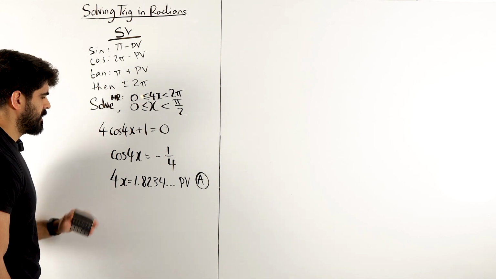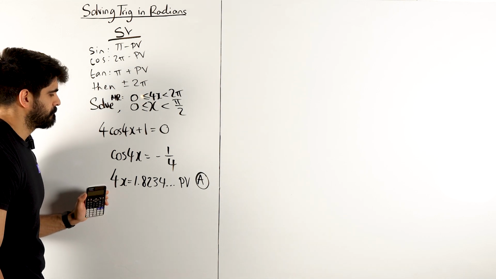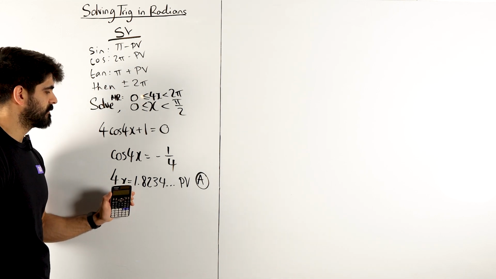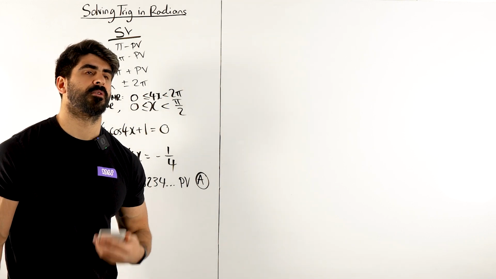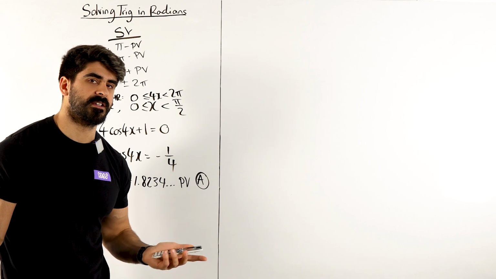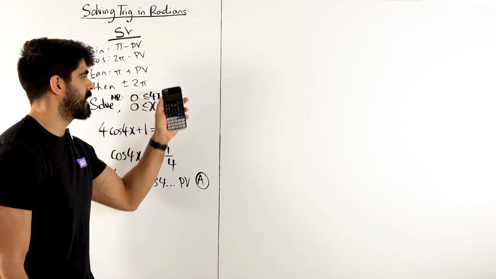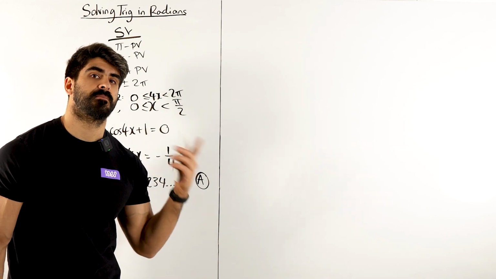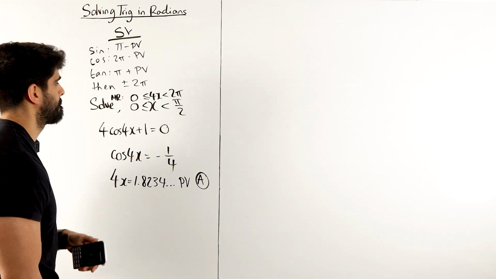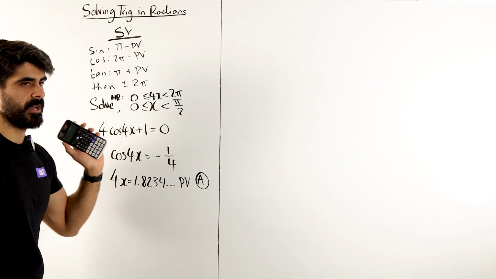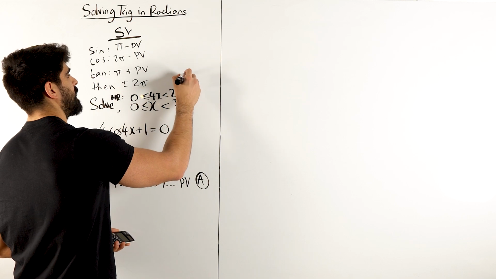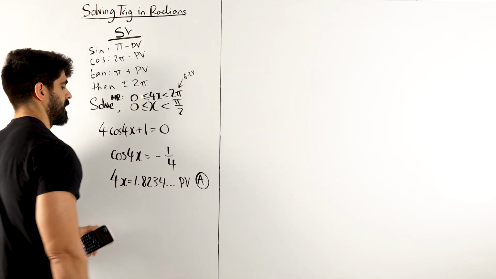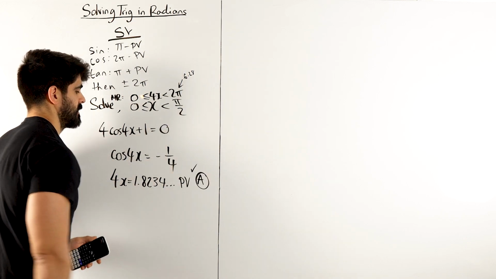Now that we've got the primary value, the problem is I can't really compare that to 2 pi. You can, but if you decimalize it, you can easily compare. So when this answer is a decimal, I recommend you decimalize the modified range. Pi is about 3.14, so 2 lots of that is about 6.28, which clearly is in that range.